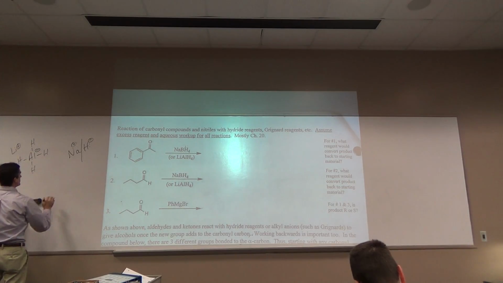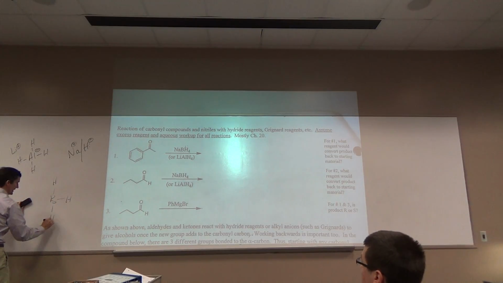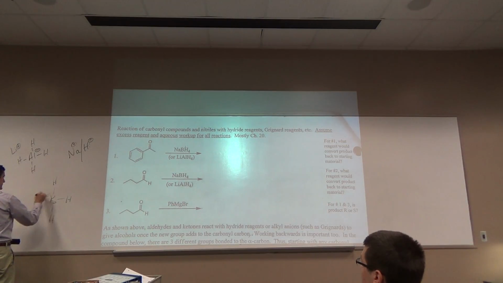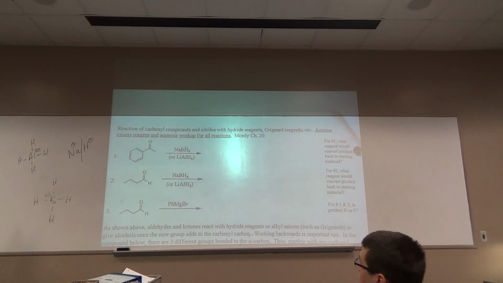By the way, before I erase this completely, which is a stronger hydride source? And the cation really doesn't apply too much. Which is a stronger hydride source, borohydride or aluminum hydride? Well, because it wants to pick up the water. Why borohydride?